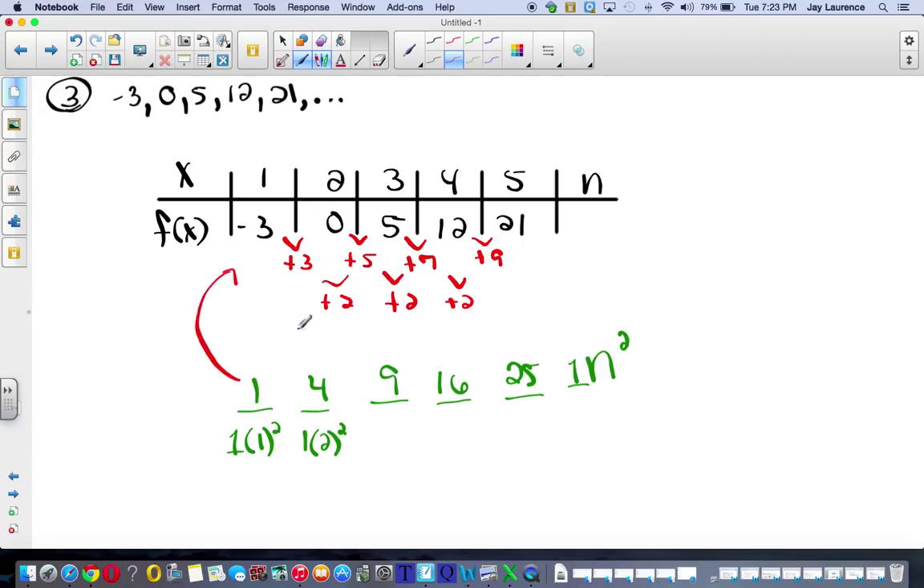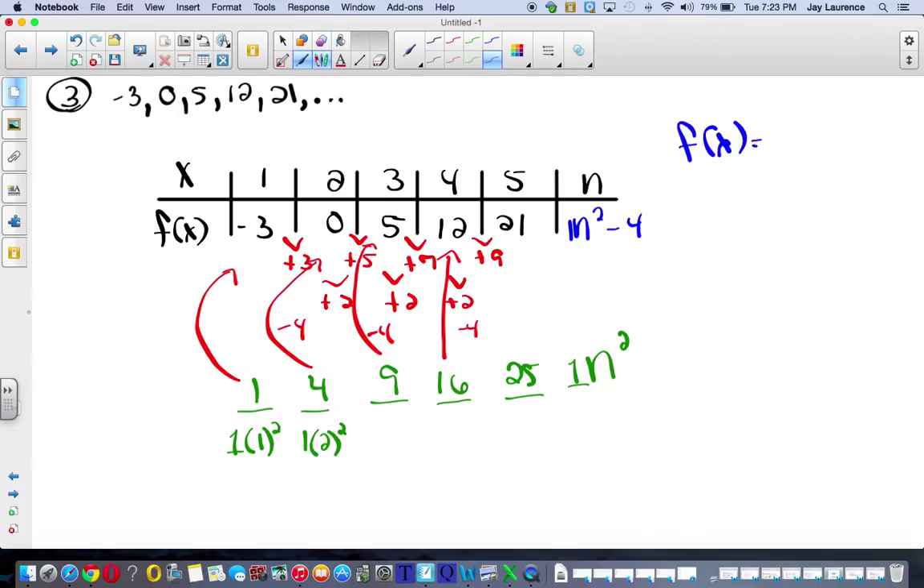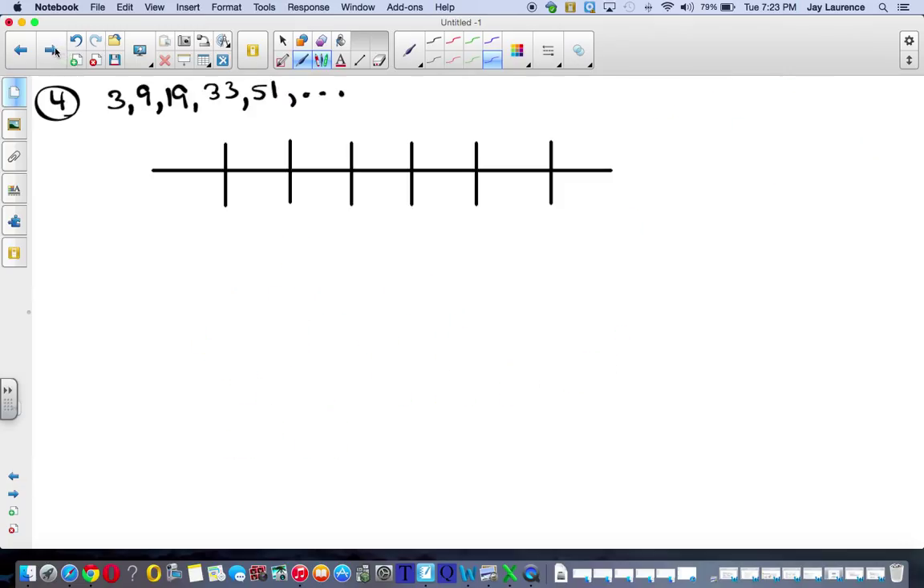So how do I turn 1 into negative 3? How do I turn 4 into 0? Oh, I subtract 4. How do I turn 9 into 5? I subtract 4. 16 to 12, I subtract 4. So I'm going to get n squared, or if you want to write 1n squared, that's fine, minus 4. And so my function is f of x equals 1x squared minus 4, or just x squared minus 4. All right, moving right along.